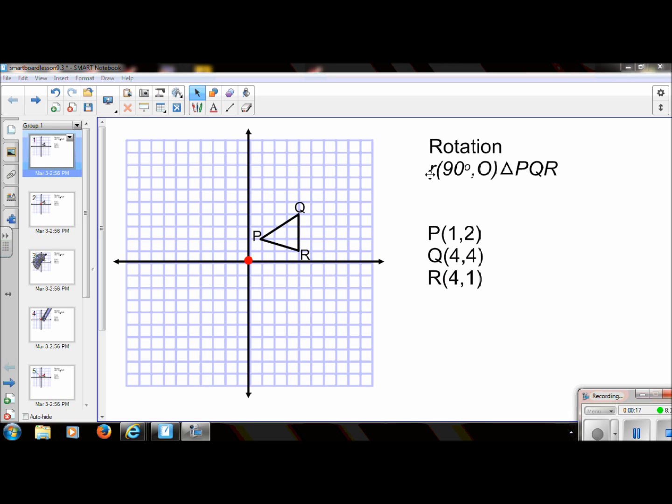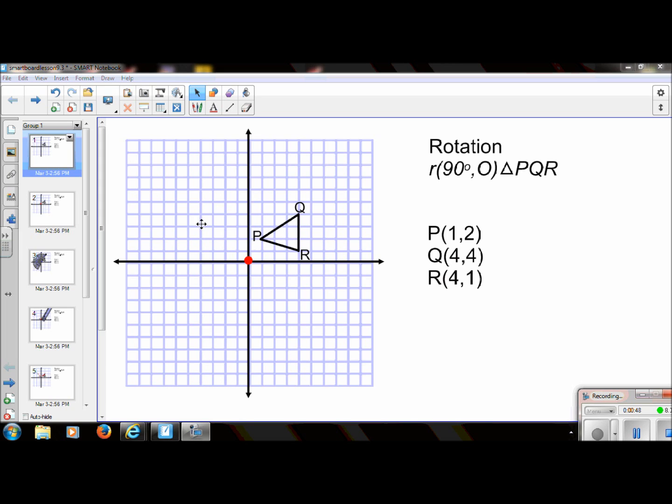The R stands for a rotation, and that we are going to rotate triangle PQR 90 degrees about point O. And when we use an O, we are talking specifically about the origin. So that's just a commonplace. Again, when you see an O, it means the origin, which of course we know is (0, 0), which is this red dot here.